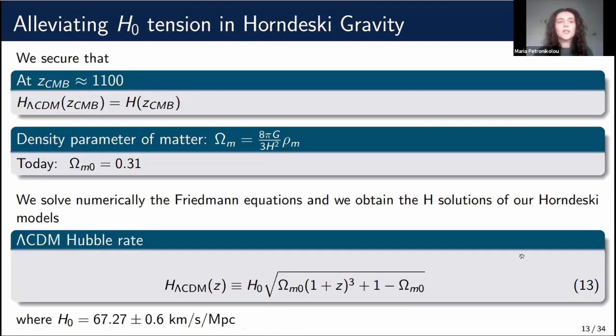We need now to secure that the initial conditions we choose will lead to what I said before, I mean the almost identical behavior of our model with that of the lambda CDM at the early universe. And of course, we need to obtain that the density parameter of matter today is close to 0.31. So we solve numerically the Friedmann equations and we obtain a solution for the Hubble parameter. Now I have to remind you that the Hubble rate for the lambda CDM model is given by equation 13, where the H0 is measured by the Planck collaboration, and it is equal to 67.27.